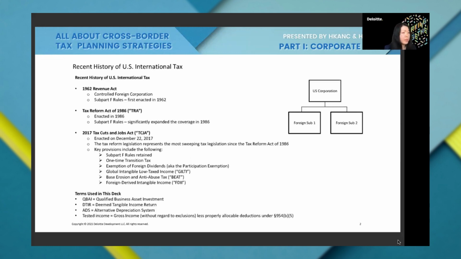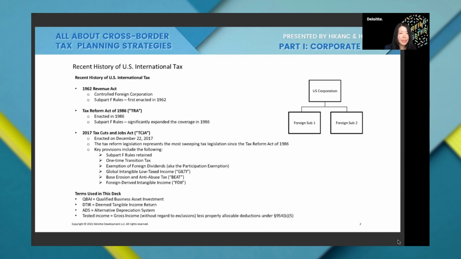As you can see from the slide, on the left side, you have the 1962 Revenue Act, the Tax Reform Act of 1986, and the 2017 Tax Cuts and Jobs Act. Of course, the U.S. has many tax reforms throughout the years. I have only listed the major ones here.